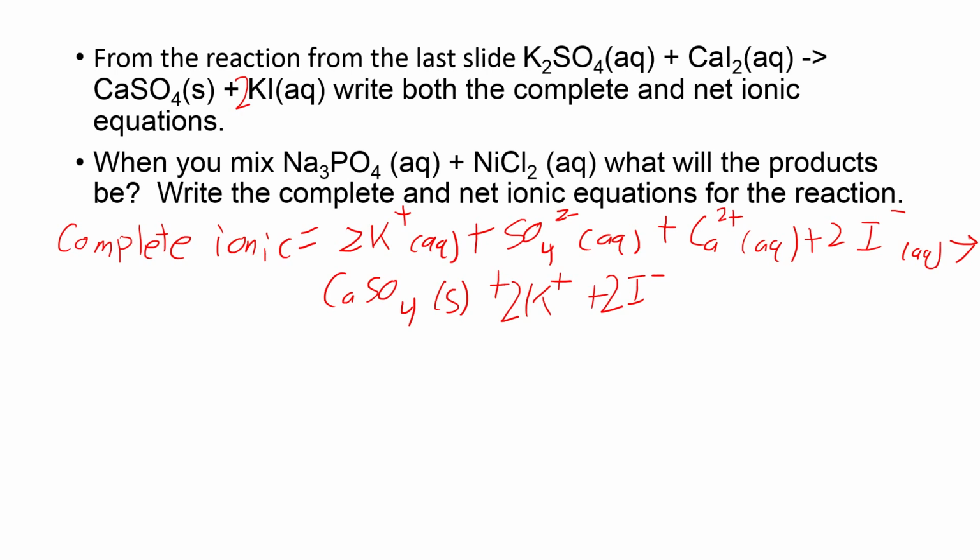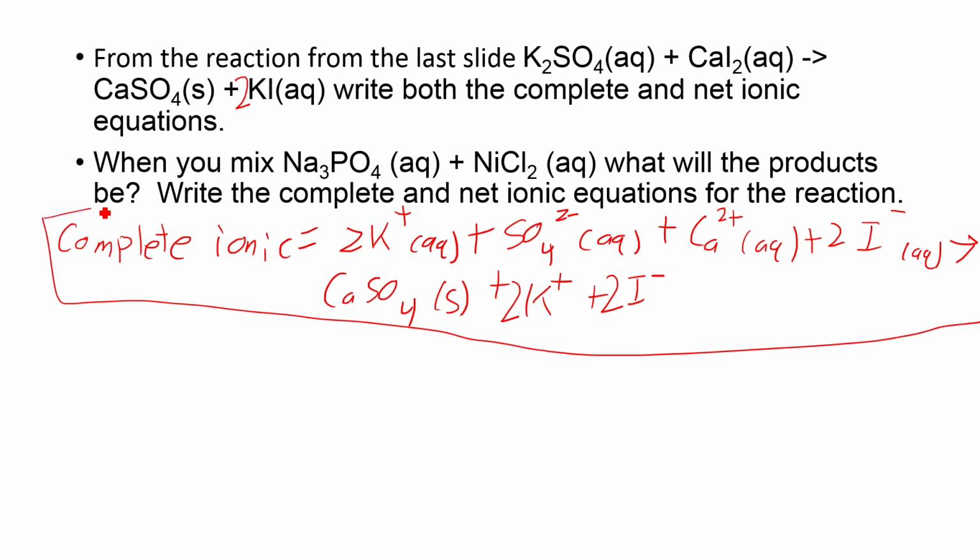Because we have 2 potassiums and 2 iodines on the left, 2 potassiums and 2 iodines on the right, an SO4 2- and a Ca2+ on the left. And then we have a calcium, a sulfur, and 4 oxygens. So they match up even though they aren't always broken up or not. The atoms end up working out. So our complete ionic is what we have written here. There's our complete ionic. I didn't mean to cover up that minus on the iodine.